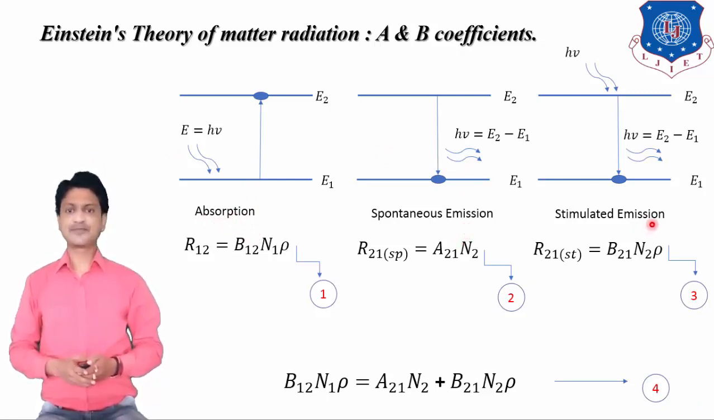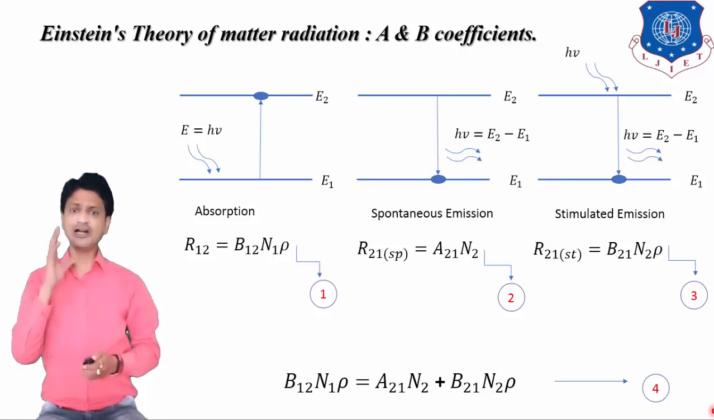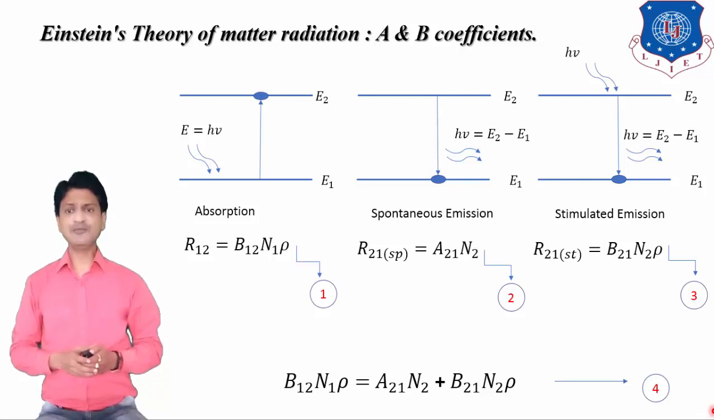So let's assume that the atomic system is in equilibrium condition. Hence, at thermal equilibrium, the number of upward transitions is equal to the number of downward transitions per unit volume. Here we know that there are three equations. In case of absorption, the rate of absorption is equal to B12 N1 into rho, whereas the rates of stimulated emission and spontaneous emission are B21 N2 rho and A21 into N2 respectively.